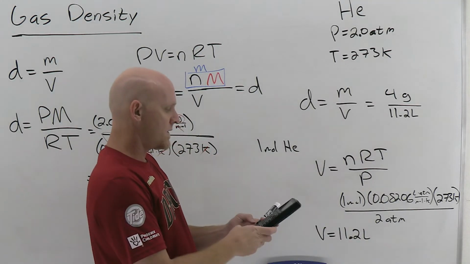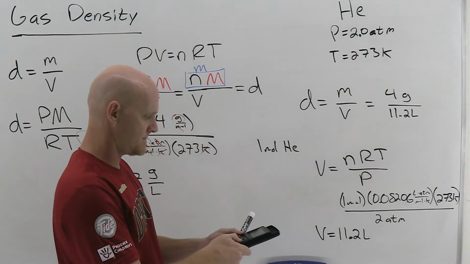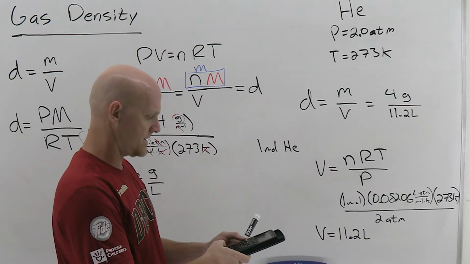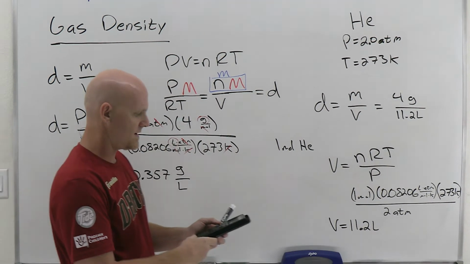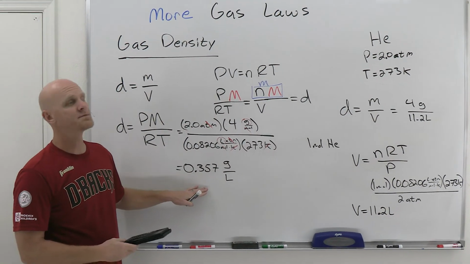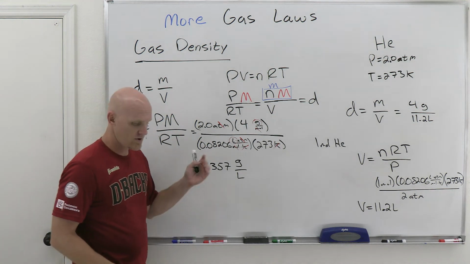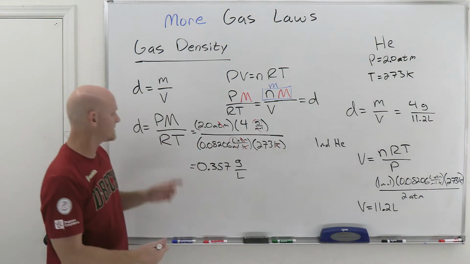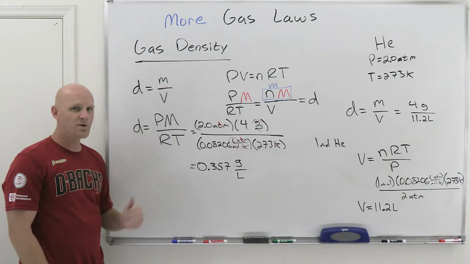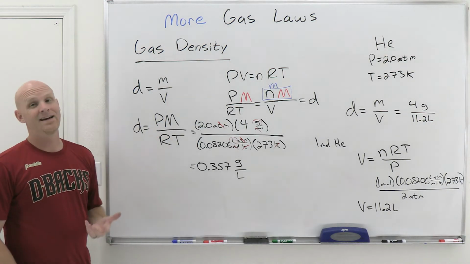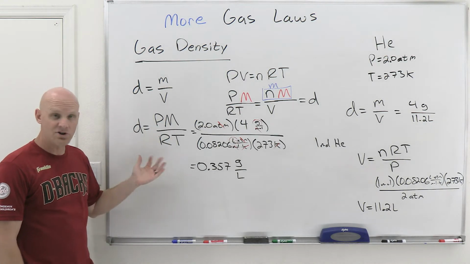And if we take 4 divided by that 11.2, we're going to get 0.357 grams per liter yet again. So multiple ways to skin a cat. If you don't know this equation, it's not provided for you on an equation sheet, and you don't want to memorize it, you by all means don't actually have to use it.